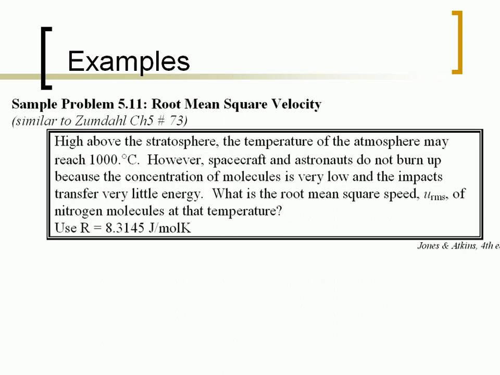So let's do an example. High above the stratosphere, the temperature of the atmosphere may reach 1,000 degrees Celsius. However, spacecraft and astronauts do not burn up because the concentration of molecules is very low, and the impacts transfer very little energy. What is the root mean square velocity of nitrogen molecules at that temperature? We basically want to know the average speed of nitrogen molecules at that height. Again, we're going to use that formula, so we're going to plug into it.